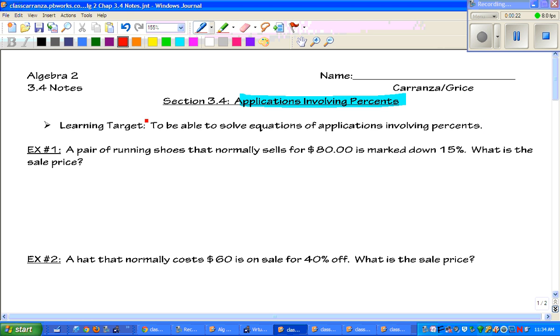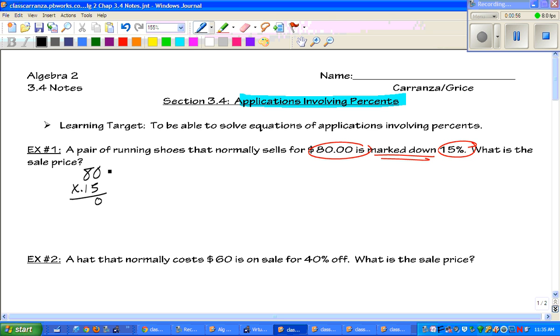All right, example number 1 says a pair of running shoes that normally sells for $80 is marked down by 15%. Now, how do we do that? Well, the first thing that we're going to do is find how much you're saving. And that's by taking the $80 and multiplying it by 0.15. You might say, but Mr. Grice, we're multiplying decimals and I don't have a calculator. Toughen up. All right, let's go through this.